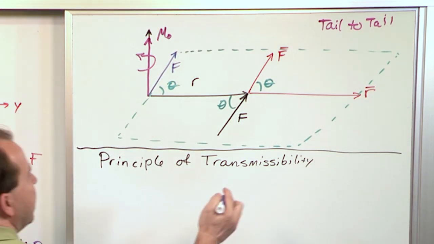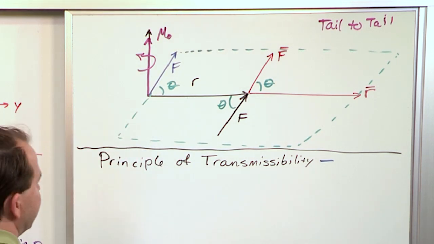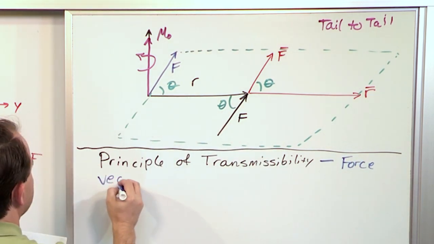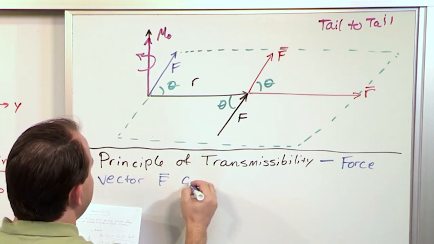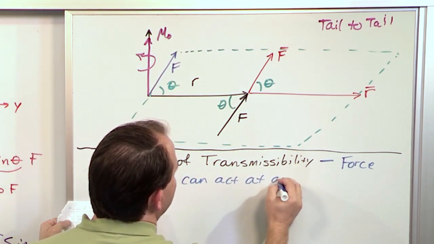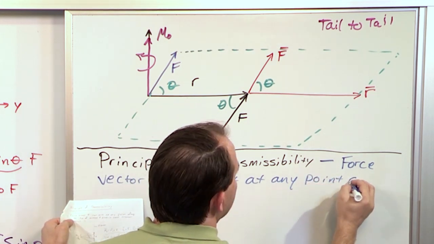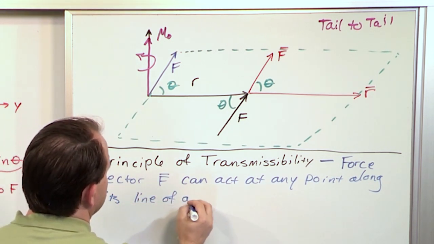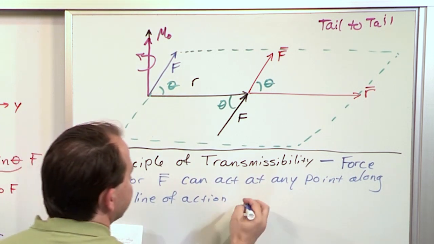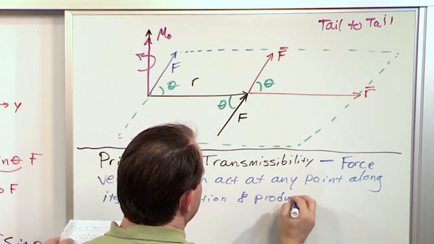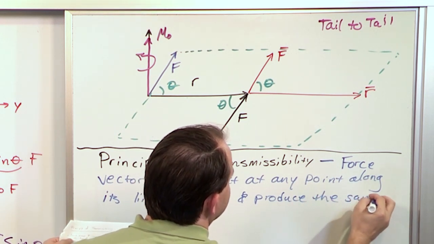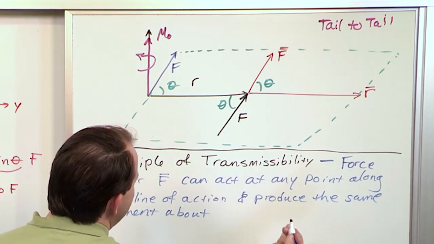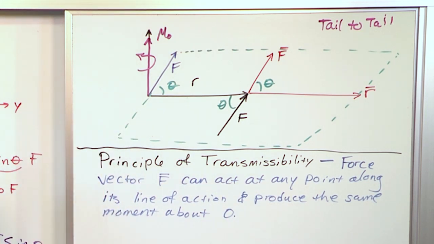What I want to do is write down what the principle of transmissibility is in words, and then I want to draw a picture. So what I'm basically saying is that force vector F can act at any point along its line of action and produce the same moment about some axis of rotation. We'll call it O. So let me read that again and we'll draw a picture.